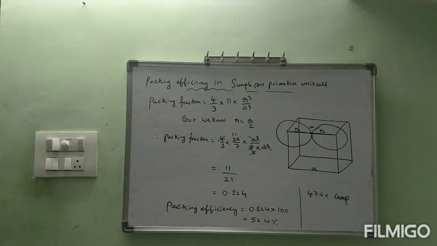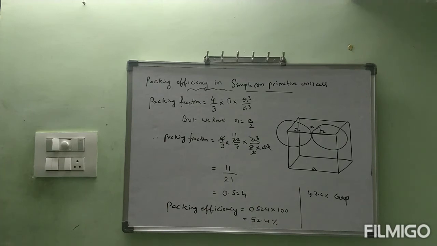In this simple or primitive unit cell, we easily got the relation between R and A. Here, corner particles are in touch with each other. That's why R and R, total 2R. 2R is equal to side length A. Then R is equal to A by 2.